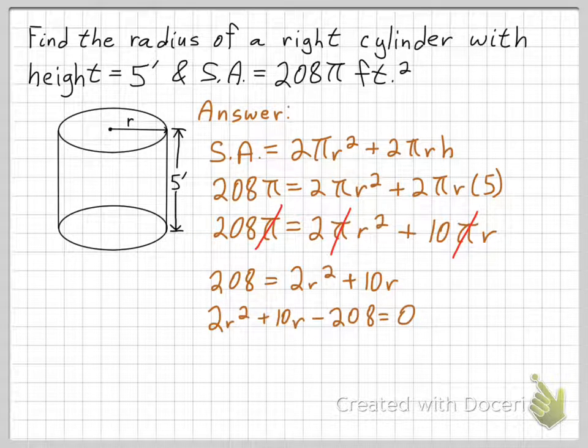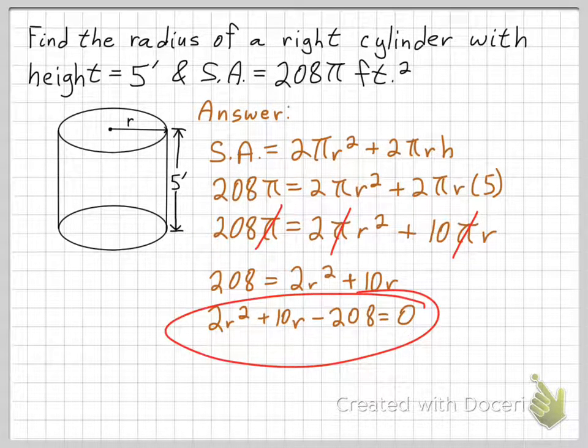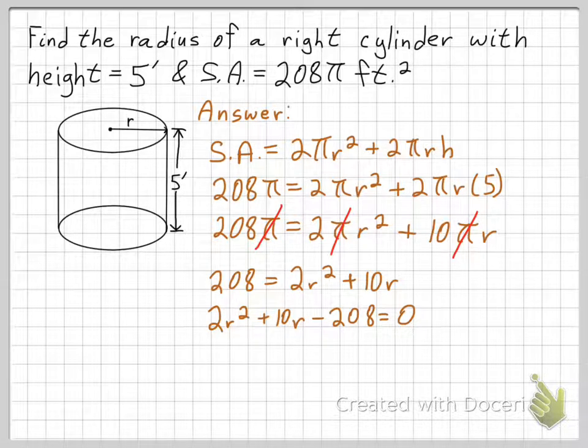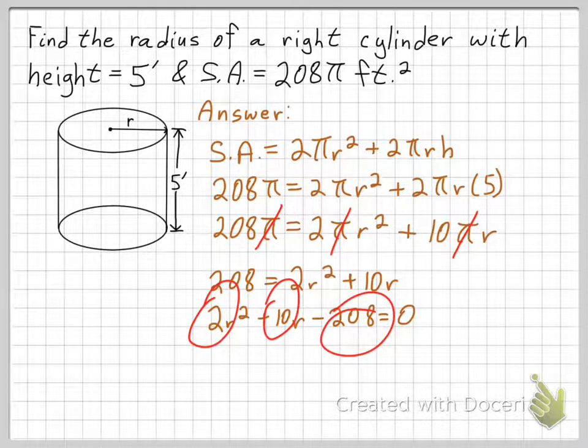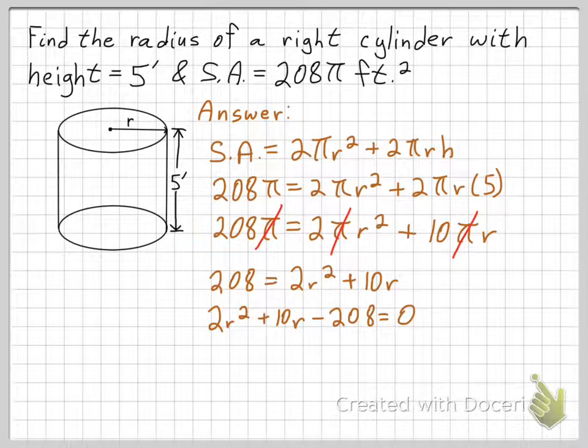And then I'm going to bring everything to one side to make it look like the quadratic equation. We have to have ax squared plus bx plus c equals 0. To solve quadratic equations, you need to set them equal to 0. I notice that there's a 2 as a factor in each one of these terms, so I can divide every term by 2 and get r squared plus 5r minus 104 equals 0. So I have my simplified quadratic equation, and I can solve this one of two ways. I can either solve by factoring or solve by using the quadratic formula.